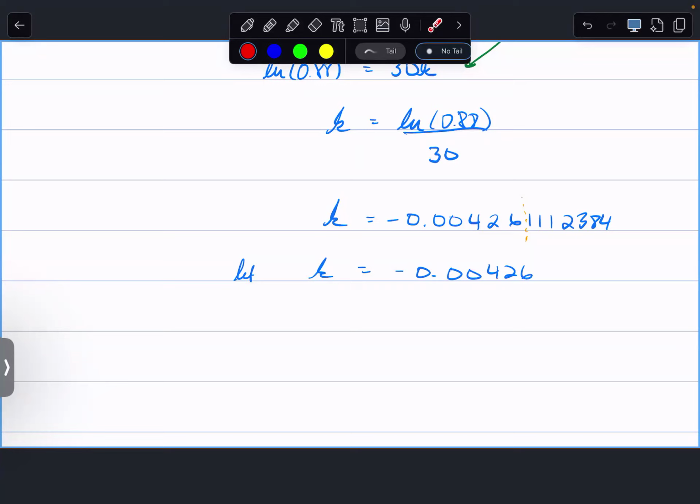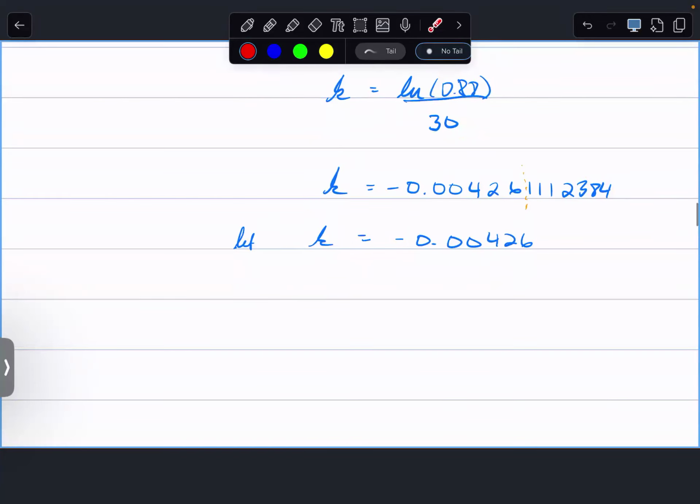What's a sensible value of k? It has to be negative because it's decay, right? And k is usually very small because it's a rate as a decimal, right? So, kind of reasonable values of k.